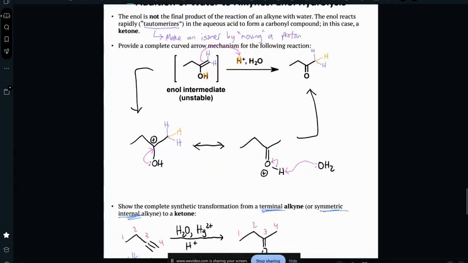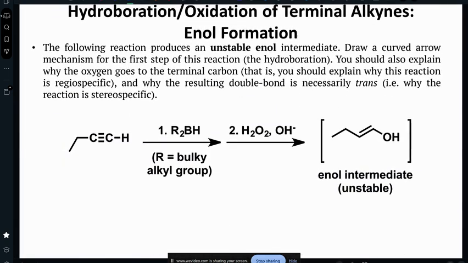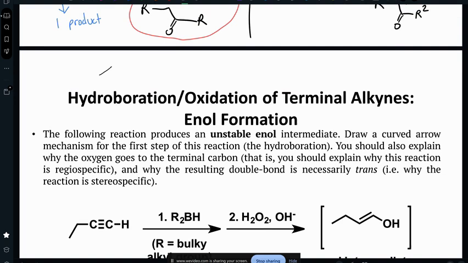You might ask, what if I wanted to make an aldehyde instead? Do I have an anti-Markovnikov way to do this? The answer is yes. It's very similar to the way that we would make an anti-Markovnikov alcohol from an alkene. With an alkene, you hopefully remember that I could follow a sequence where I added BH3 and then H2O2 and base, and that would make an alcohol, adding the OH to the less substituted carbon.